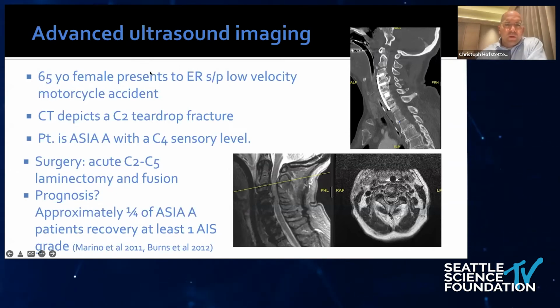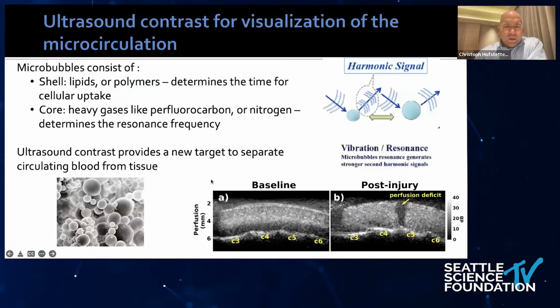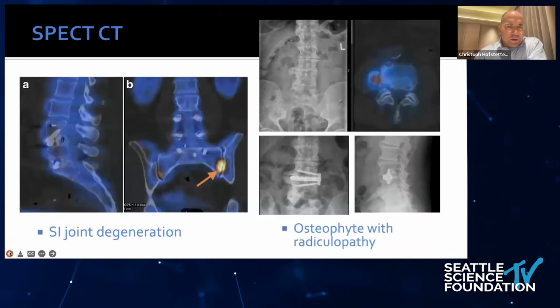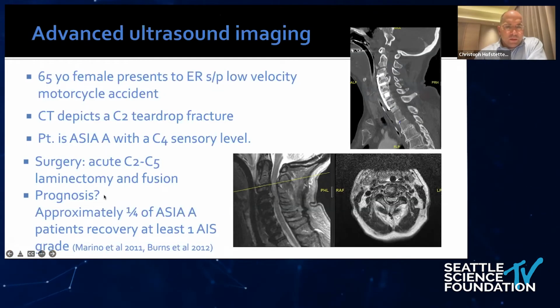So, a 65-year-old female presented to the ER after a low velocity motorcycle accident. As you can see, she had a previous history of an ACDF. You can see the plate here, and there was a large osteophyte that was not addressed by the ACDF. And so she comes in now to our hospital, ASIA A, with a sensory level at, I think it was C4, and you can see the MRI. And again, so what do you do with this patient?